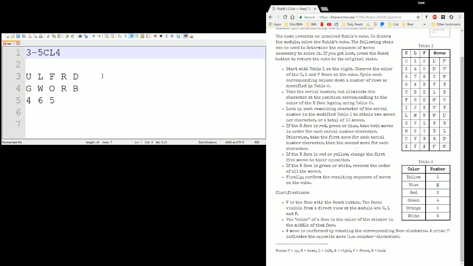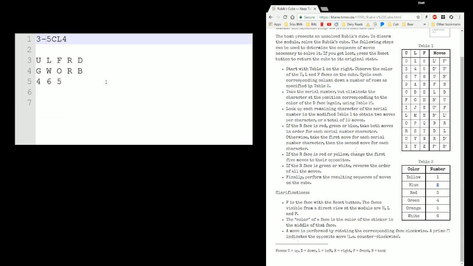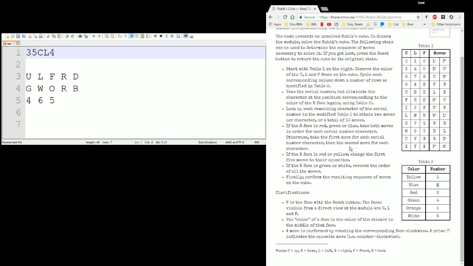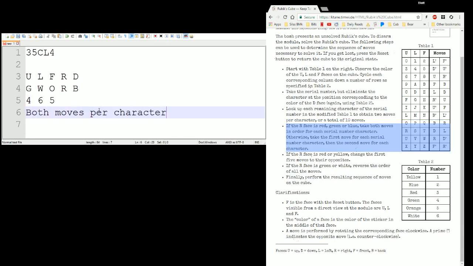We're going to look up the other characters on the serial number in a modified table 1 per the third direction. But before we do that, let's take a quick glance at these next 2 rules. If the R face is red, green, or blue, we're going to take both moves per serial character in order. If it's not one of those 3 colors, we're going to take the first move of each character, then the second move of each character. So this will become apparent as we start grabbing them, but we're going to take both moves per character.